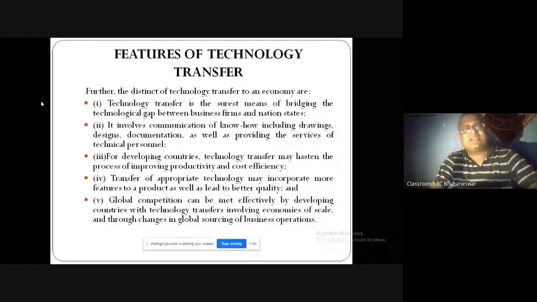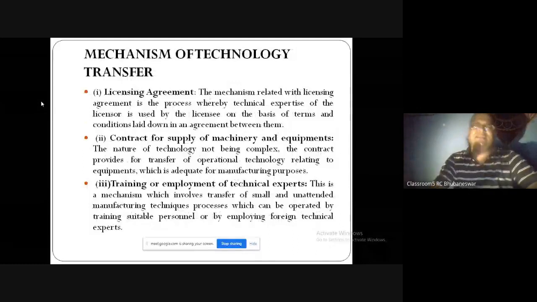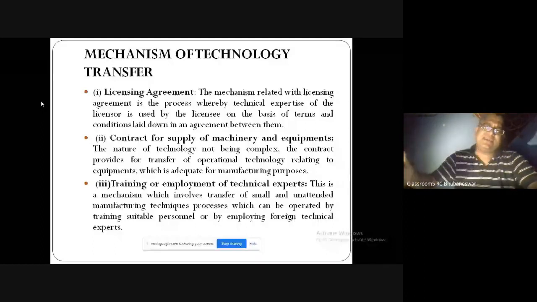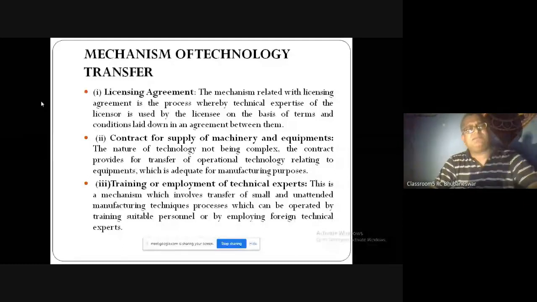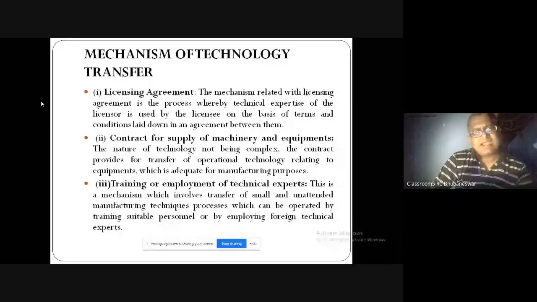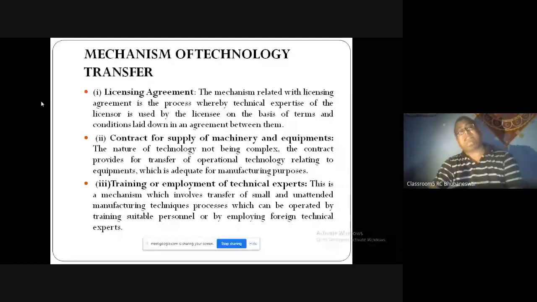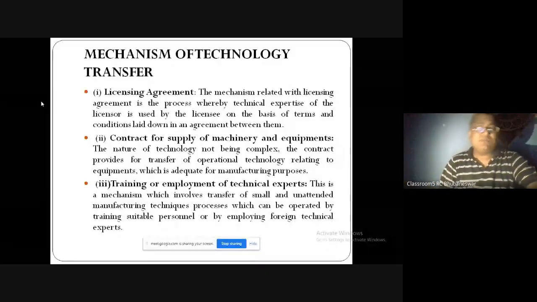I have already stated similar mechanisms in international business: exporting, licensing, contracting, subcontracting, and joint venture. These are some of the methods. In globalization, a similar mechanism, licensing, subcontracting, joint venture, collaboration, is there. Similarly, in technology transfer, a licensing agreement is necessary. A contract for supply of machinery and equipment is necessary. Training and employment, or expert training, is necessary. Skilling, upskilling, reskilling of the manpower and human resources is necessary.